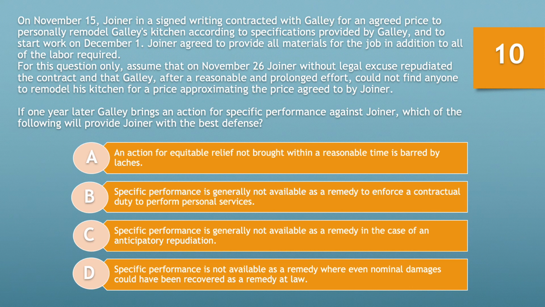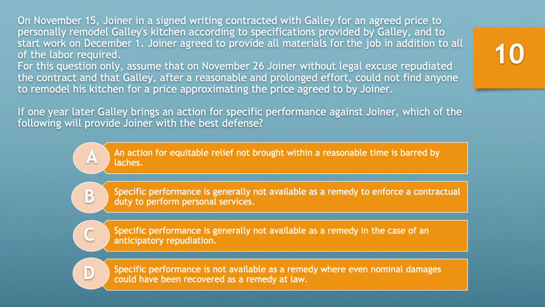On to question number 10. On November 15th, Joyner, in a signed writing, contracted with Gallery for an agreed price to personally remodel Gallery's kitchen according to specifications provided by Gallery, and to start work on December 1st. Joyner agreed to provide all materials for the job in addition to all of the labor required. For this question only, assume that on November 26th, Joyner, without legal excuse, repudiated the contract, and that Galley, after a reasonable and prolonged effort, could not find anyone to remodel his kitchen for a price approximating the price agreed to by Joyner. If 1 year later Galley brings an action for specific performance against Joyner, which of the following will provide Joyner with the best defense?